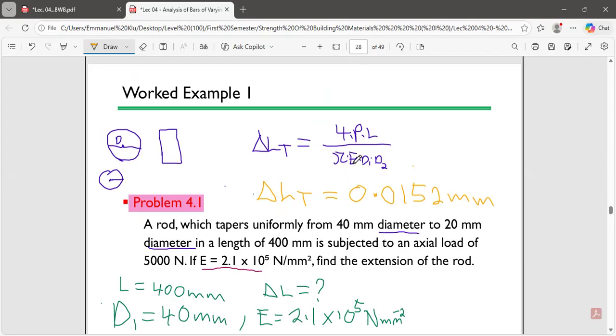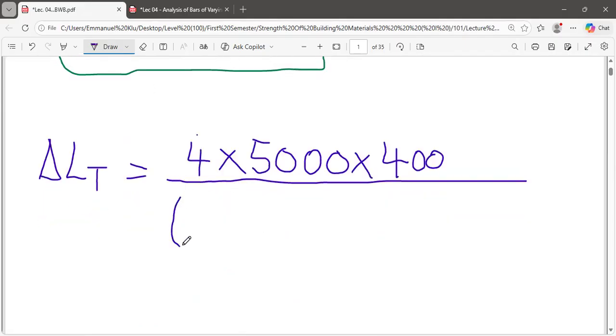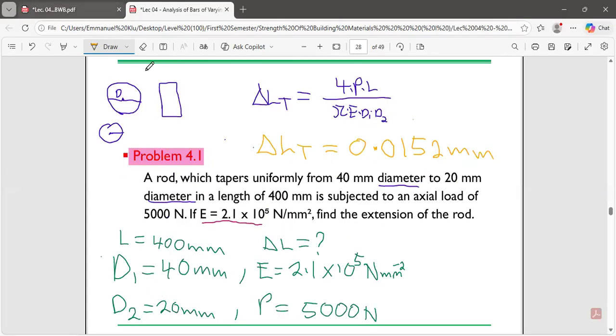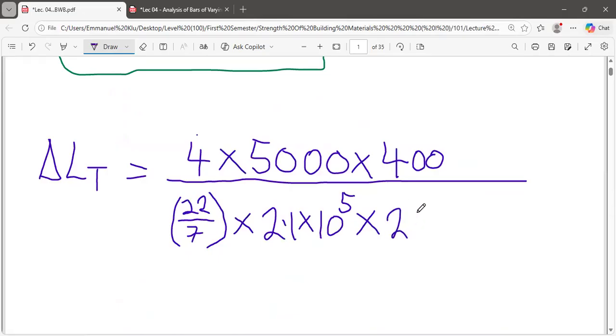Multiplying E, D1, D2. So multiplying the pi, you put 22/7 over there. Multiplying our E, which is equal to 2.1 times 10 exponent 5, times the diameters. The diameter one is, let's say, 40, and the other one is 20. So times 20, times 40.